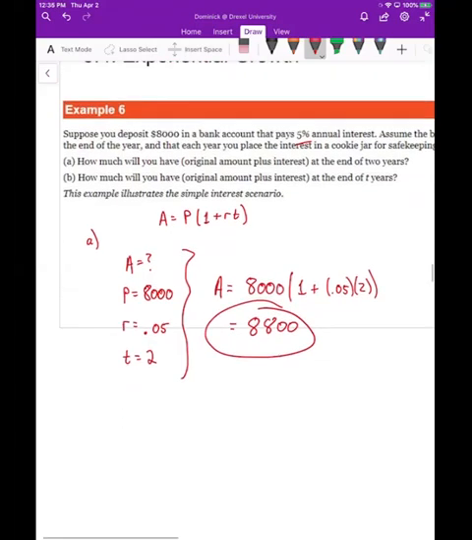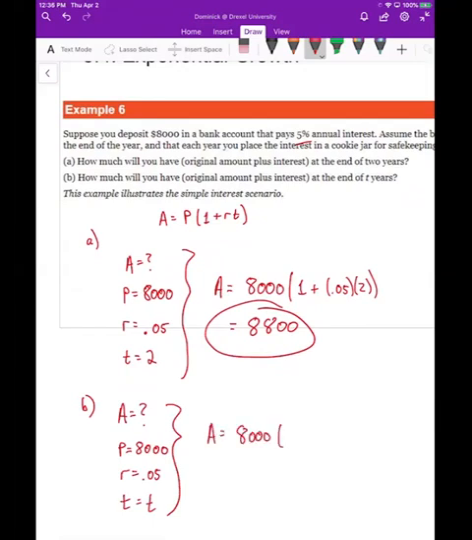Now, in part B, we want to come up with something that models the interest after just some number T. So we're going to leave T by itself in this case. So we have A still unsolved for, P is still 8,000, R is still 0.05, but T we're just going to leave as T. So now if we combine this information, we get A is equal to 8,000 times 1 plus 0.05T. So then we can leave it like that.